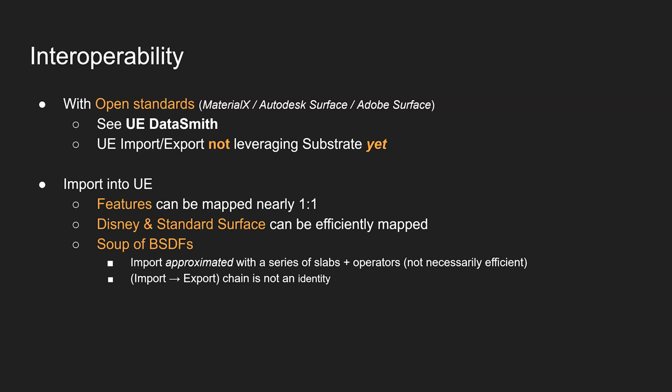We only focus on GGX. There's also, when it comes to Disney and standard surface, we believe that this can be efficiently mapped to our representation. However, when it comes to a soup of BSDFs, for example MaterialX, which has a diffuse there and a specular there and another specular there, something different, that can all be layered differently, then it will have to be a series of slabs and operators. Maybe we can recognize some that are specular and diffuse and merge them in a single slab. But basically, if you go this way, then the import-export is not going to be identity. So we should be able to get somewhere, but it's not going to be identity and back and forth translations.